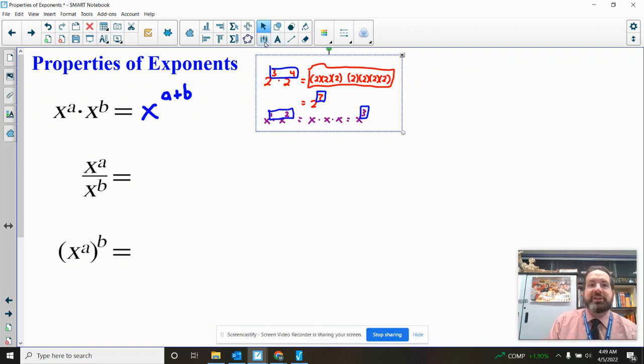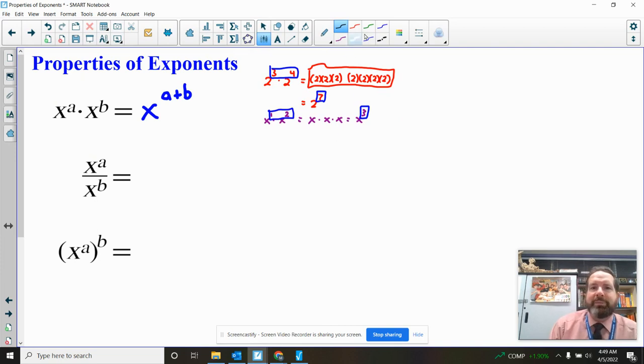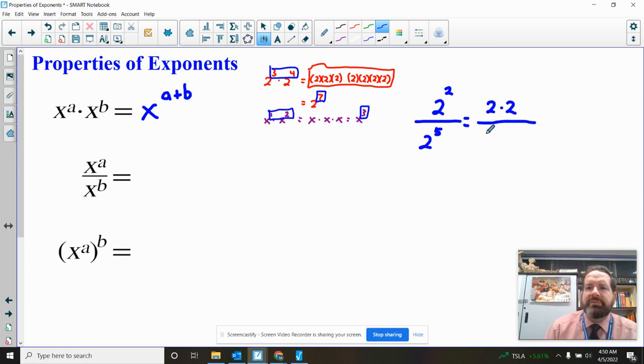All right, what if there's a division going on? So how about if we have, let's use 2 again, I like 2. What if we have 2 to the second power divided by 2 to the fifth power? Okay, let's see what we got. So 2 to the second just means 2 times 2. 2 to the fifth is just 2 times 2, 5 times altogether. And now let's reduce the fraction. So 1, 2 reduces with 1, 2. 1, 2 reduces with 1, 2.